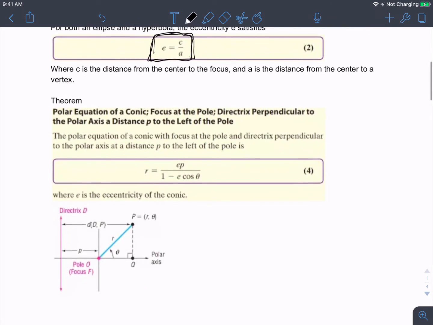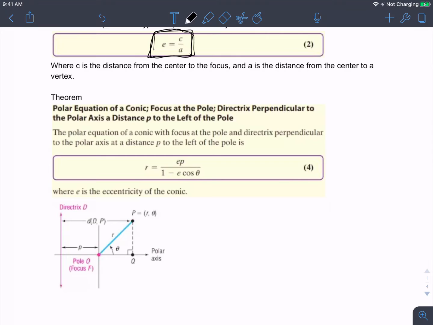Now, we have a theorem. And this theorem is pretty simple, really. What it's saying is if our directrix is on the left-hand side of our conic, we're going to end up with this formula here. And if the directrix was to be on the other side of it, on the right, really the only difference between the two would be that instead of having a minus in the denominator, we end up with a plus in the denominator. So it would be 1 plus e cosine theta. But I'll go ahead and show both of those examples to you so you know.